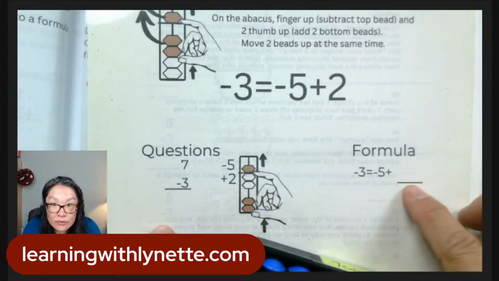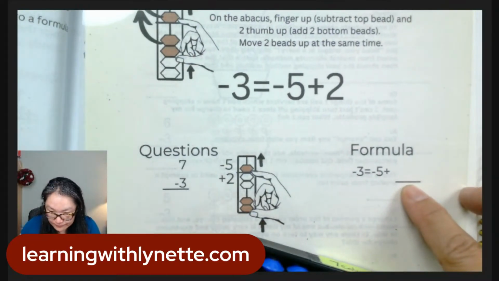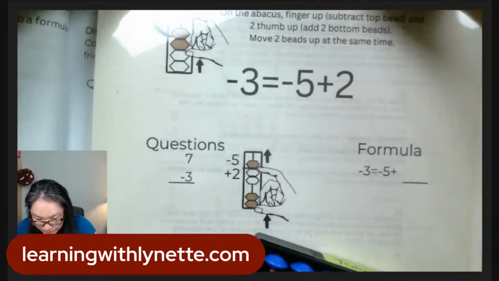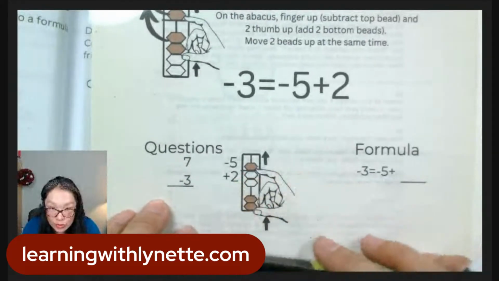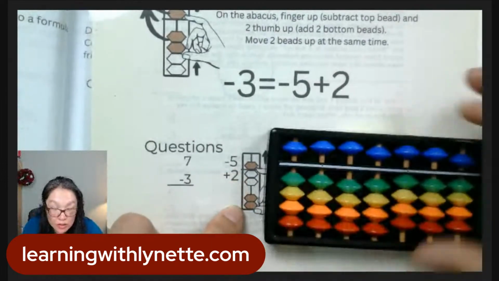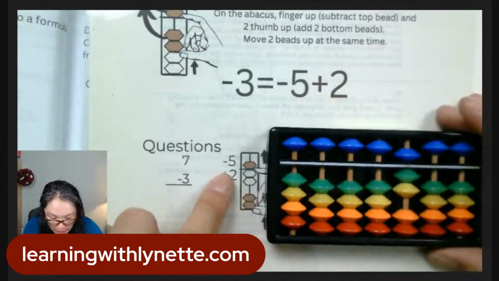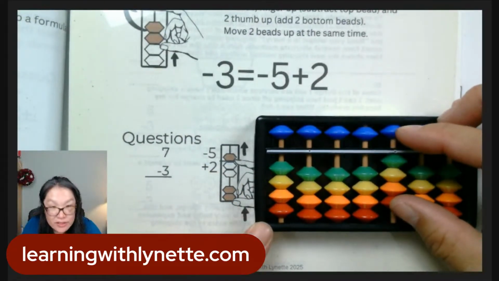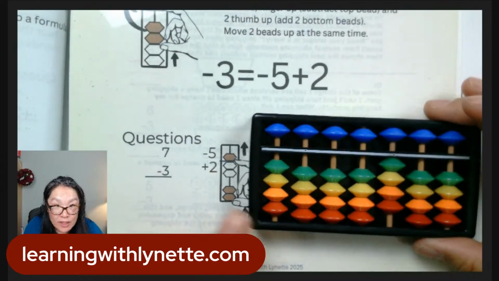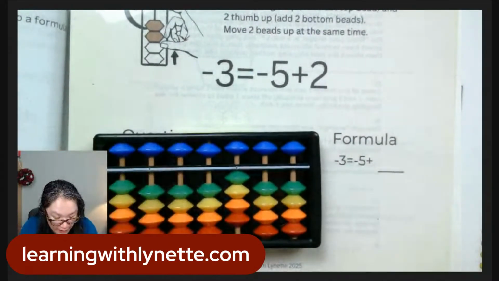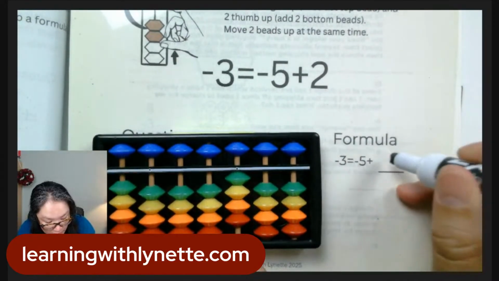So here I wanted to show you, I want to minus the 5 plus the 2. So when I have 7, I'm going to minus the 5 plus the 2 together at the same time. So this is the formula you write: minus the 3 is equal to minus the 5 plus the 2.